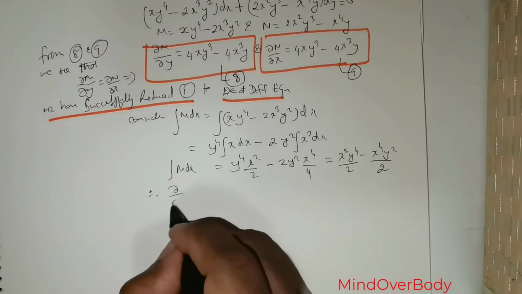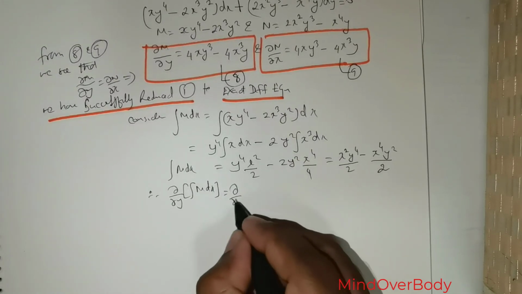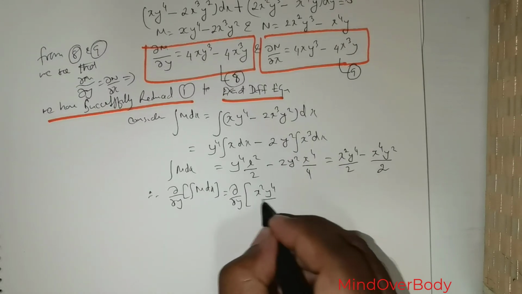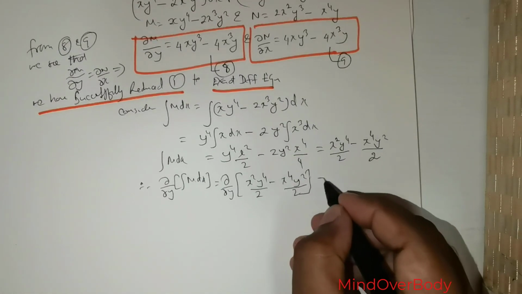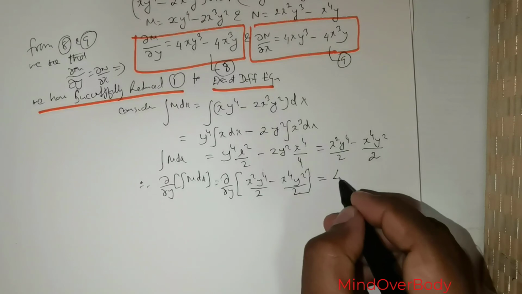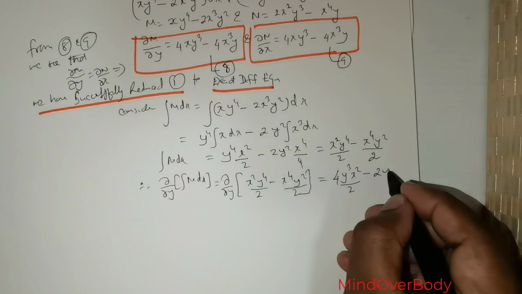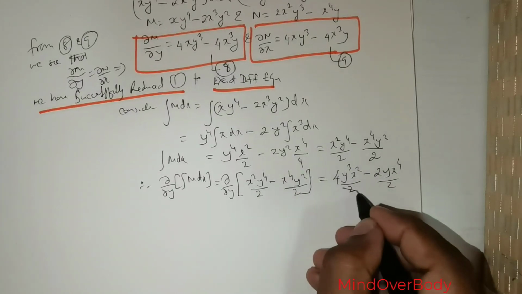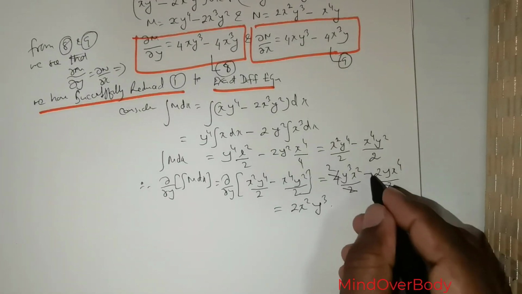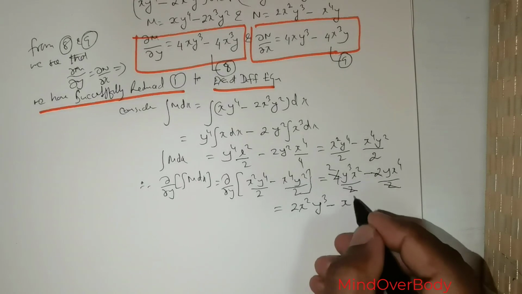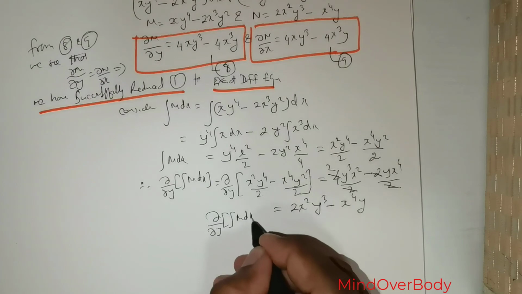So therefore dou over dou y of integral m dx has to be found out. So differentiation of this x squared y to the power of 4 divided by 2 negative x to the power of 4 y squared divided by 2 is equal to differentiation with reference to y partially. So 4 times y power 3 x squared divided by 2 negative 2 times y times x to the power of 4 divided by 2. 2 divides here 2 times, so this is 2 times x squared y power 3, 2 and 2 can be cancelled, followed by negative x power 4 y. This is my dou over dou y of integral m dx.